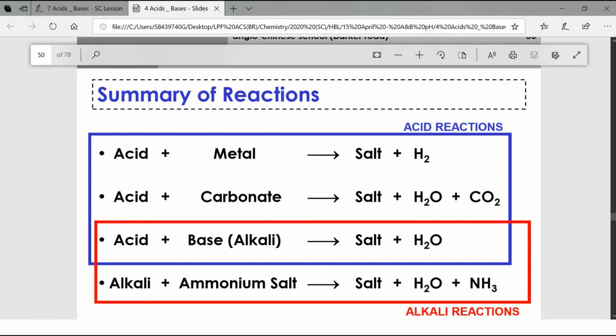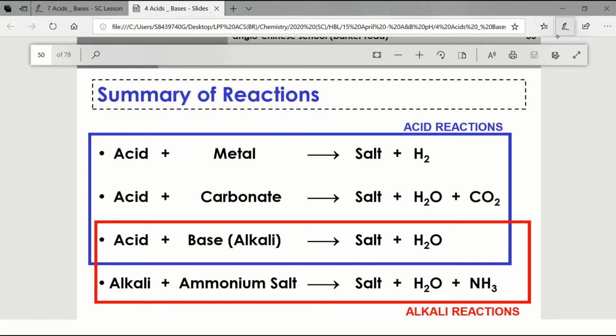Hi everyone. So for our lesson for today, we're going to learn how to write down the balanced chemical equations for the reactions that we have learned the last lesson. So just to recap, we have learned how to come up with the identity of the salts for the three acid reactions, and also for the two alkali reactions.